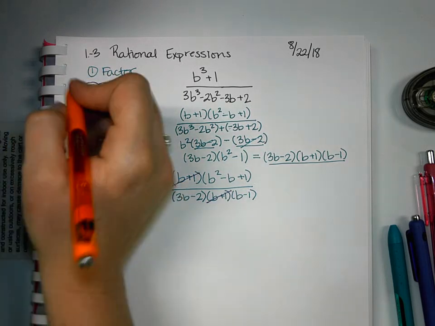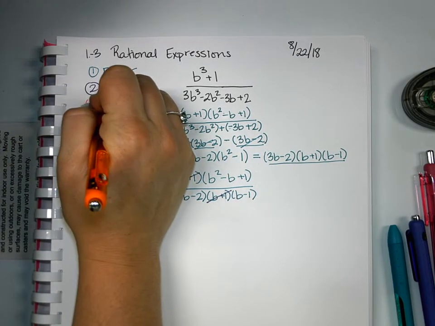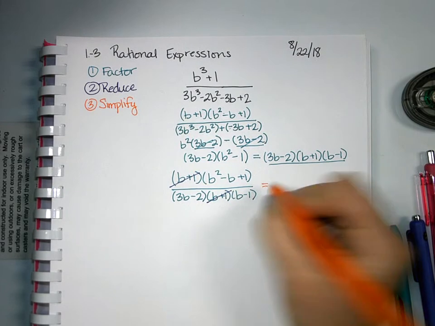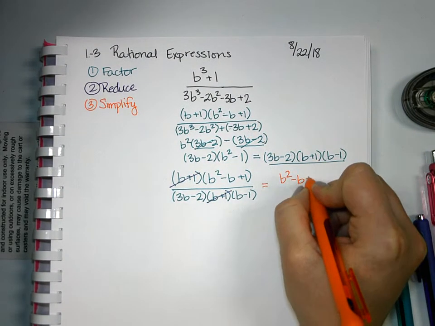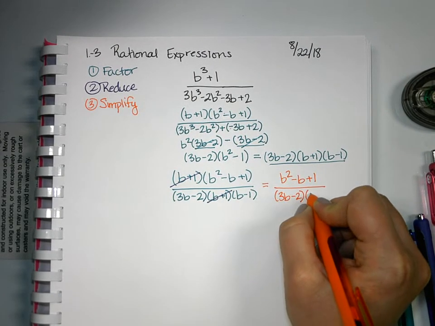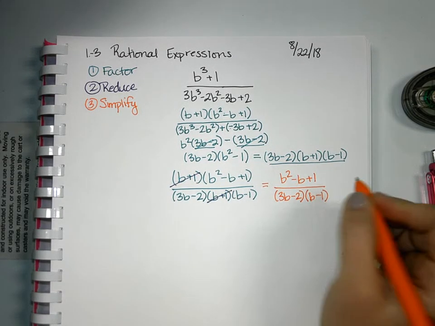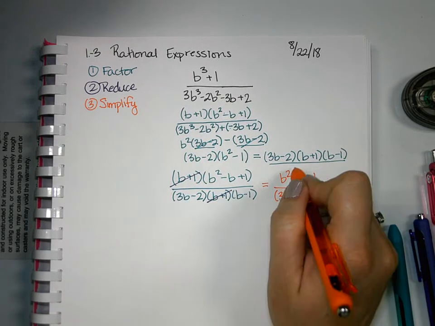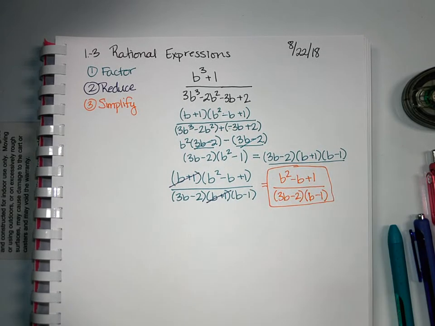Step 3 would be to simplify anything that's left. So my final answer is b squared minus b plus 1 over 3b minus 2 times b minus 1. Sometimes after reducing you might be able to do some more, but on this one, for simplifying, it's as simple as just copying it over without the parts you crossed off. So these are the 3 steps that we're going to follow when we're doing our simplifying on this next assignment.